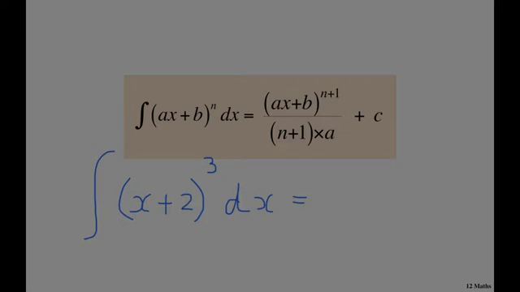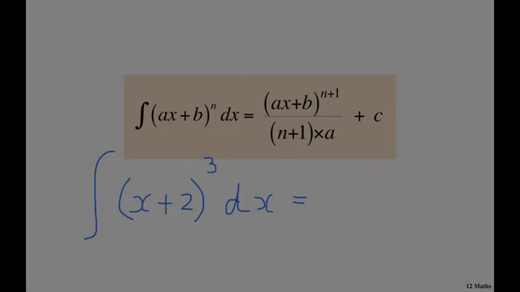What it's saying is copy the exact same bracket down, increase the power by 1, then divide by the new power, but also don't forget to multiply in the denominator by the derivative of the bracket. And we need to put this plus c on the end as we've done before.